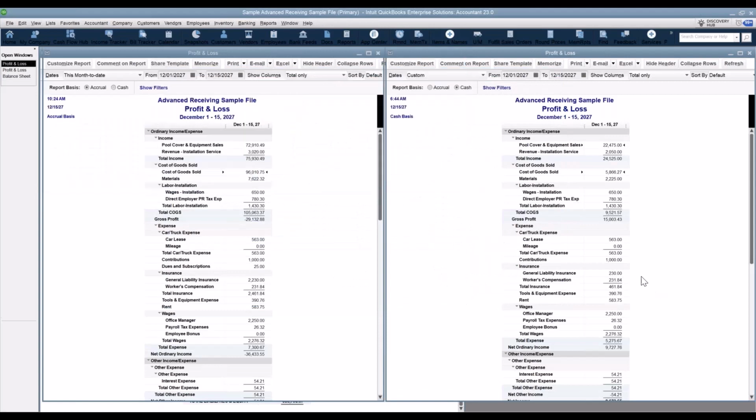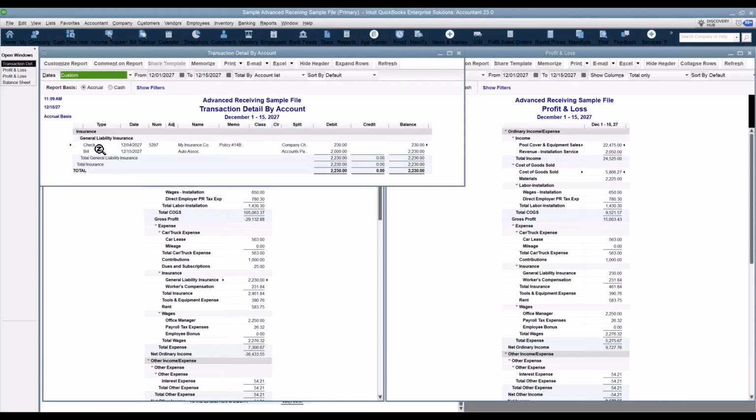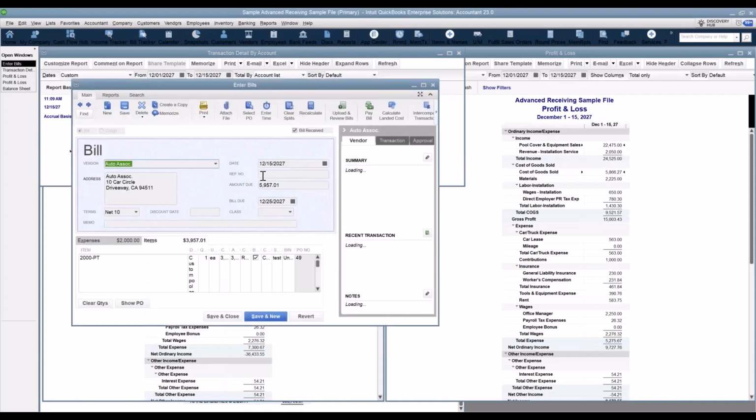If I look down here, another example. So I have general liability insurance on this profit and loss report at $230, but here I have $2,230. So why is that? If we go in and drill in, I have a check here for the $230 that matches over here because that's when that payment was made, right? But looking at my bill here, that was dated on 12/15. So that's why it's reflected on the accrual side.